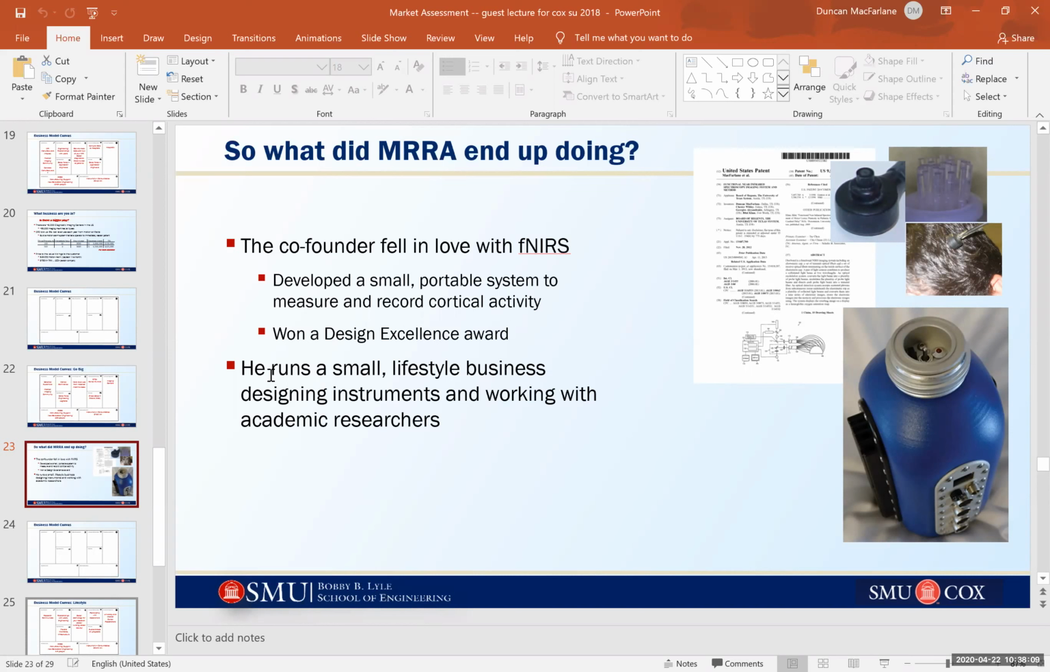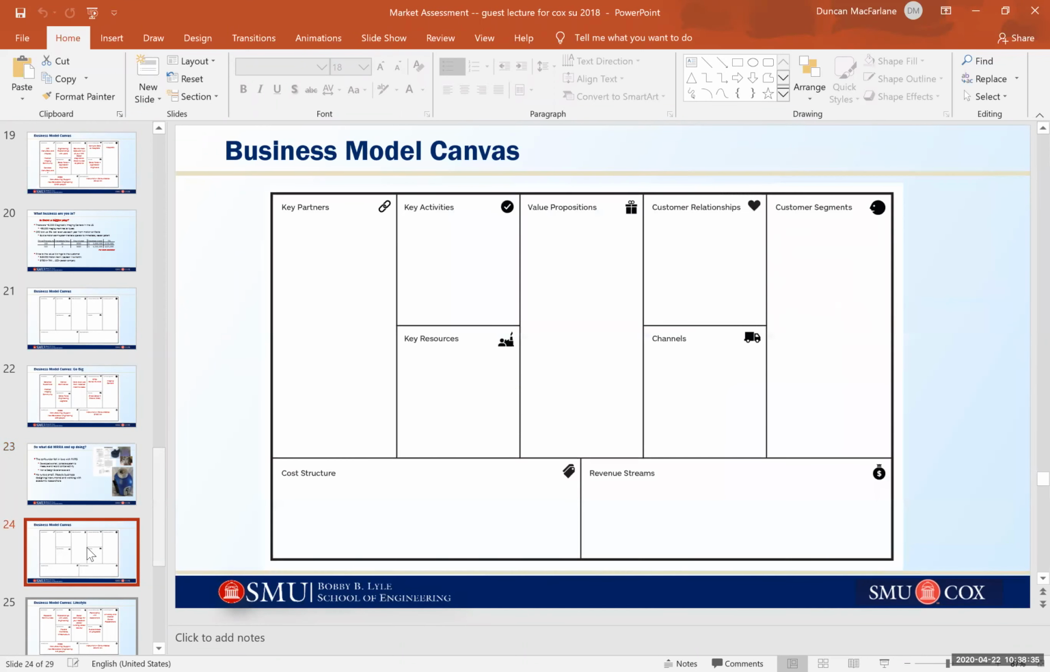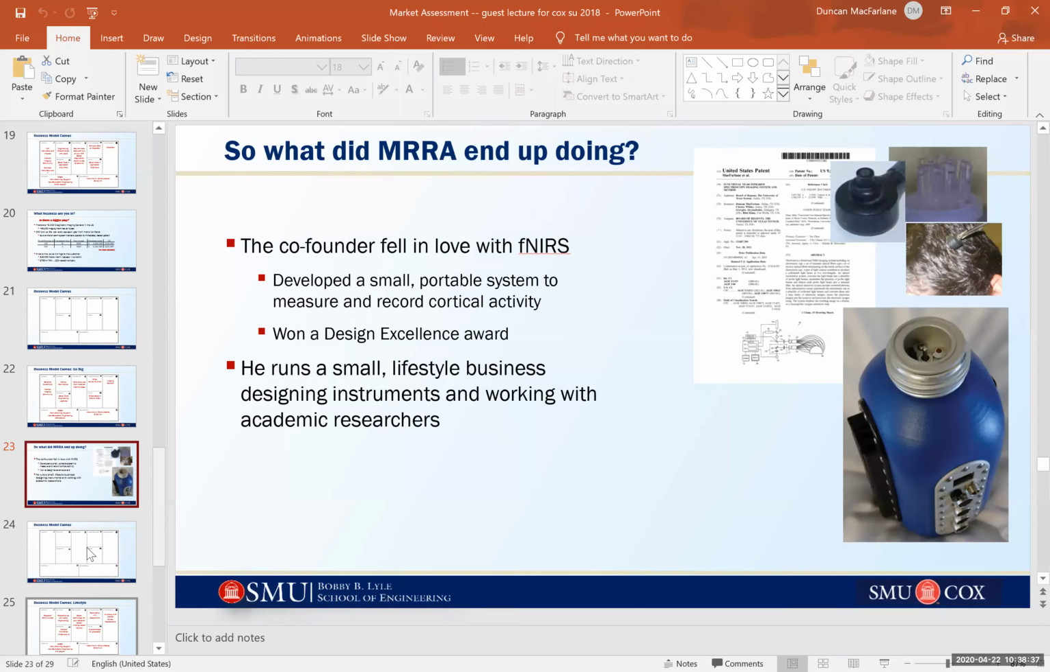So what he does is he developed a small lifestyle business. He designs instruments and he works with academic researchers to make them successful. It's a very small enterprise. It's one person. The lobby for his company is actually the foyer of his house. He works at home in his house. He liked that even before the shutdown. And so he chose on a personal basis to run a lifestyle business.